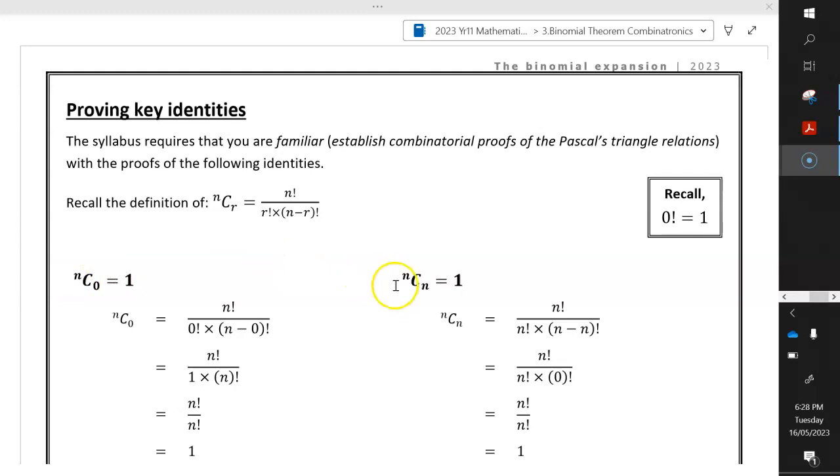Now, I'm not going to prove these first two proofs here because they're in your booklet and you can pause the video. They're fairly straightforward. They're just replacing the n and the r into the formula and making one side equal the other side.